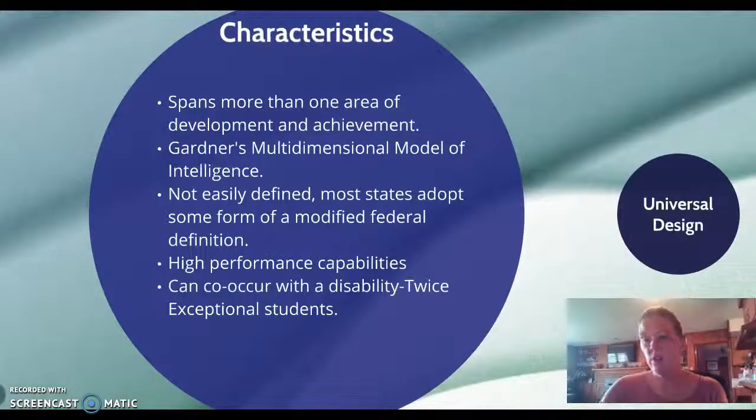Gifted and talented students. There isn't one single definition for this, but most states have adopted some form of a modified federal version. Students show exceptional capabilities in more than one area. Gardner introduced the multi-dimensional model of intelligence that broadens it to include musical, bodily kinesthetic, linguistic, logical mathematical, spatial, interpersonal, intrapersonal, and naturalistic. Students show higher abilities intellectually, cognitively, creatively, physically, and in leadership.